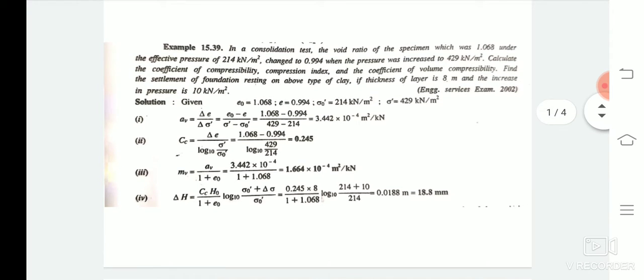So here what are the given parameters? The initial void ratio, e naught, is given as 1.068. The final void ratio is given as e equals 0.994, and the initial pressure sigma naught dash is given as 214 kN per meter square and the final pressure is given as sigma dash equals 429 kN per meter square.